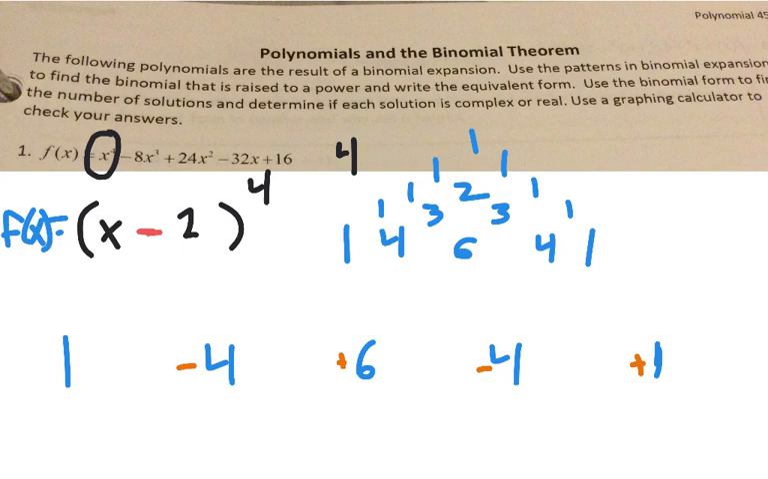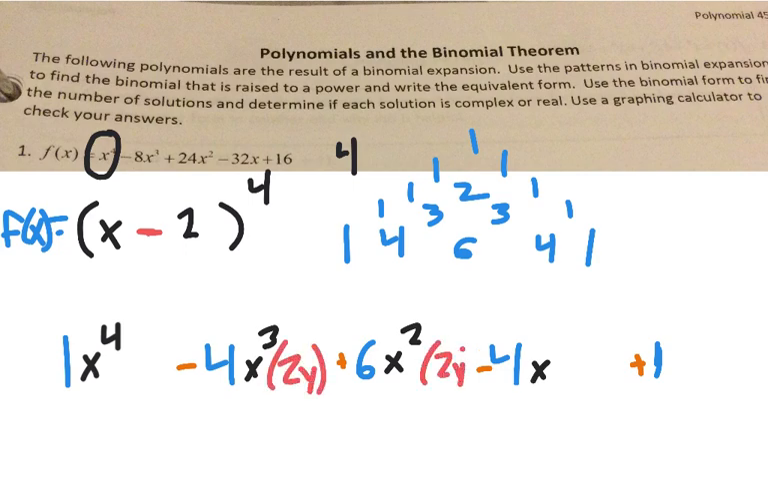We alternate the signs. And this would start as being x to the 4th, x to the 3rd, x to the 2nd, x to the 1st, x to the 0. And then we would have 2y to the 0, which is just 1, 2y to the 1st, 2y to the 2nd, 2y to the 3rd, and 2y to the 4th.